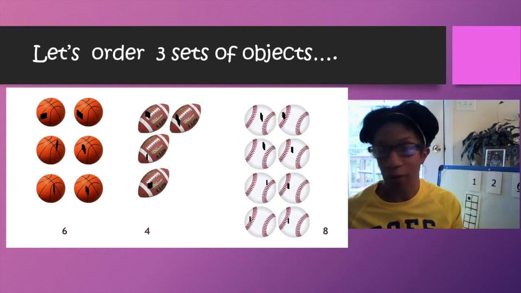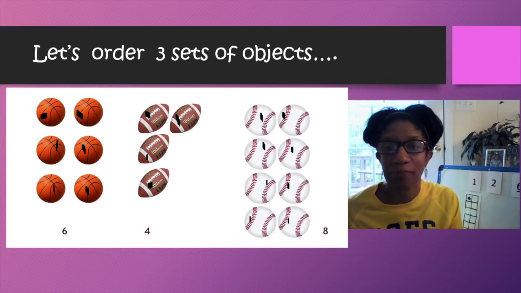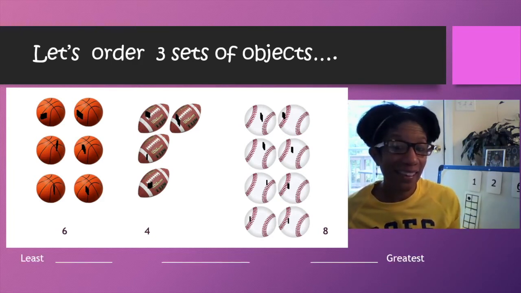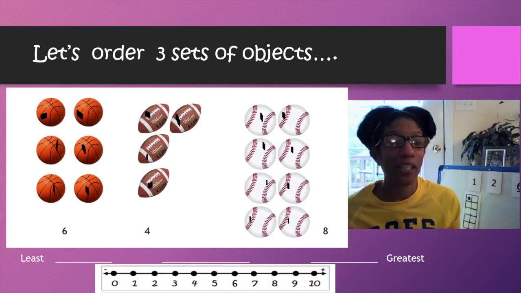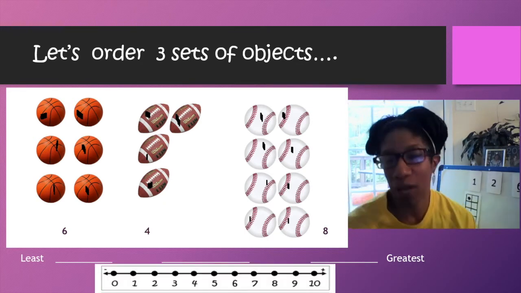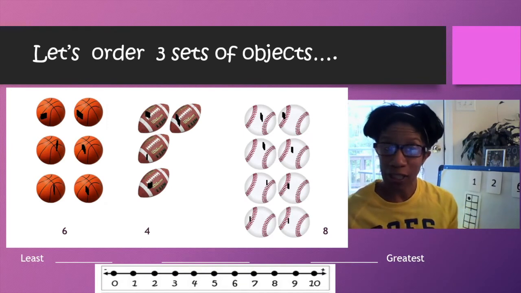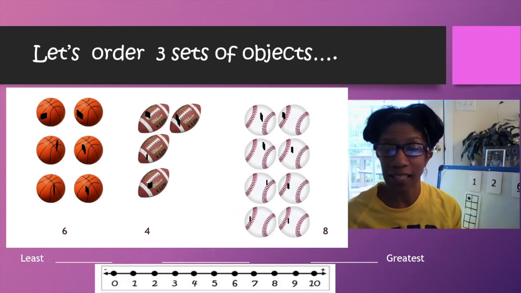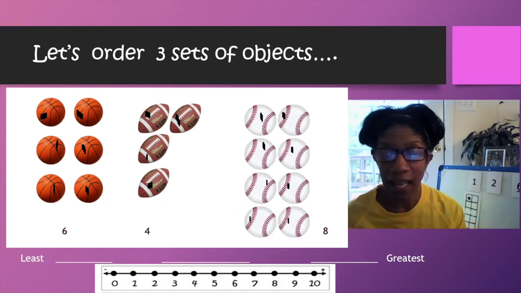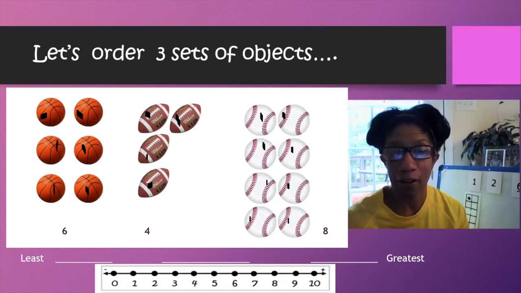We could use a 10 frame. What else could we use? We could use a number line. That's right. Mrs. Thomas Moore is going to let us use a number line so we can look at those numbers and see those numbers going from 0 to 10. It can help us to put our numbers in order.